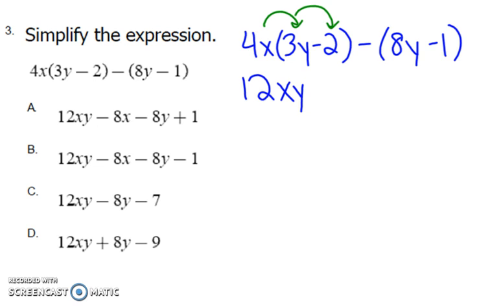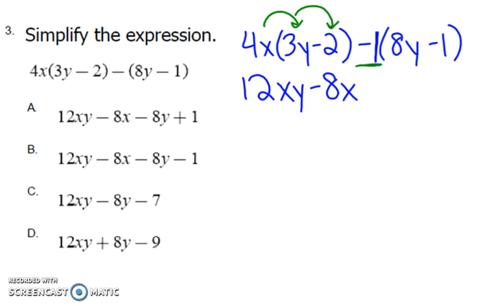We can't add them, multiply them, or subtract them, so we're just going to bring them down. 4 times negative 2 is negative 8. Don't forget your x because you're distributing positive 4x too. In my second set of parentheses, we don't have a coefficient out in front of the parentheses, so I'm going to add a 1 there.